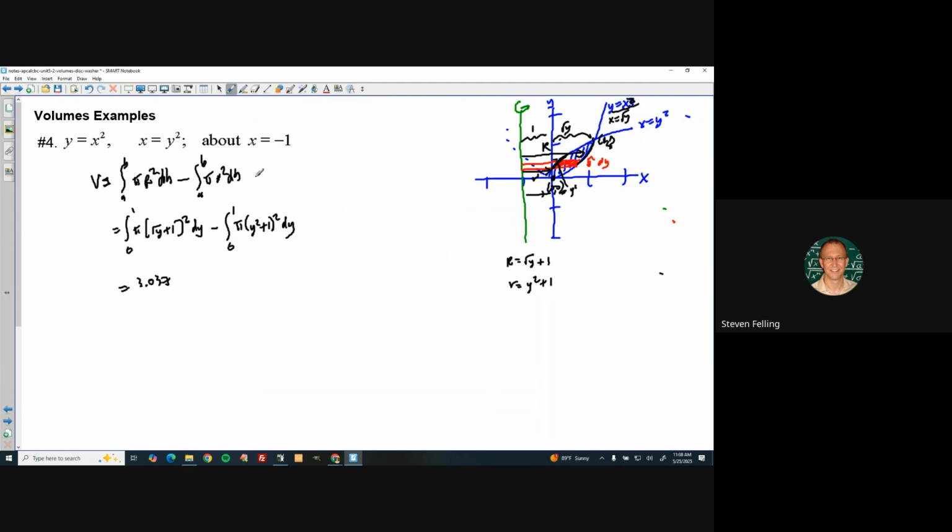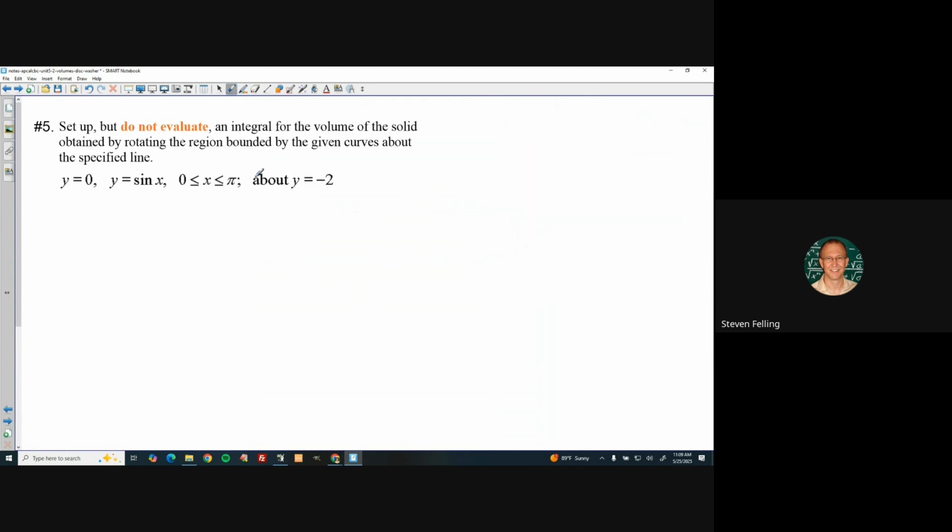Okay, as always, you can pause these problems and try them on your own before you unpause and see the solution. Got two more examples for you. This says set up but do not evaluate an integral for the volume of the solid obtained by rotating the region about the specified line. So whenever a problem says that, you do have to show the setup, but you're not required to do either the hand integration or the math line to get the answer.